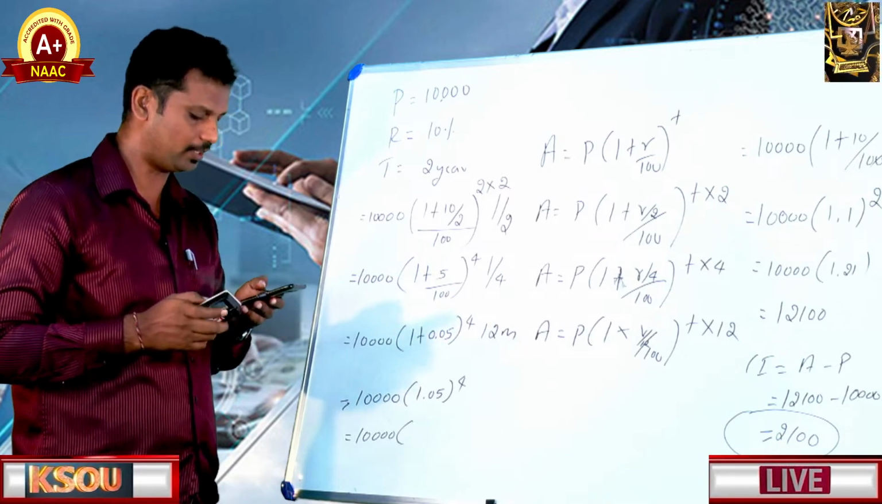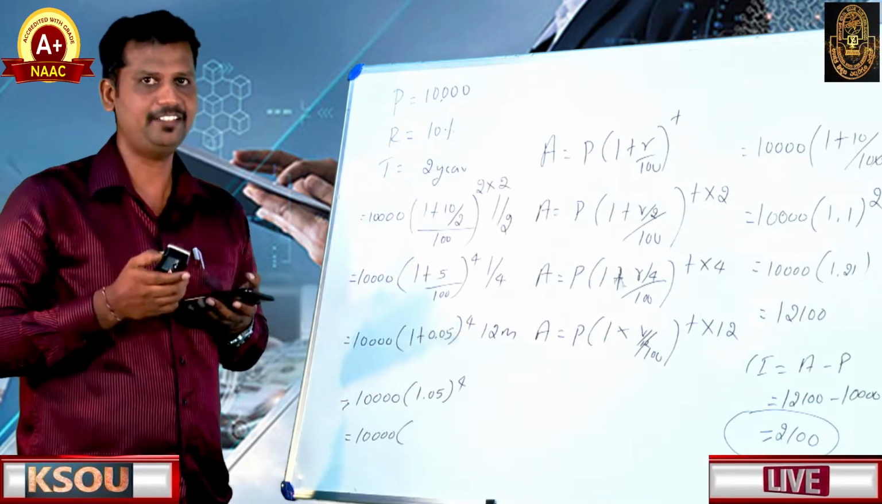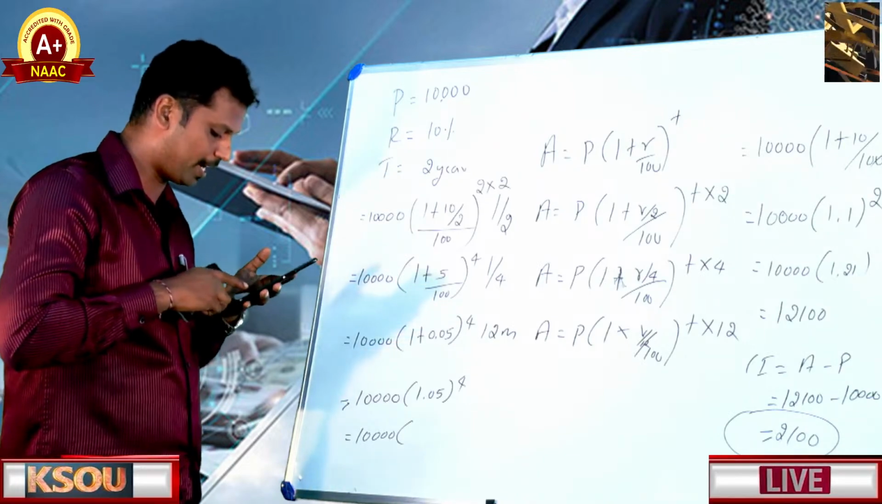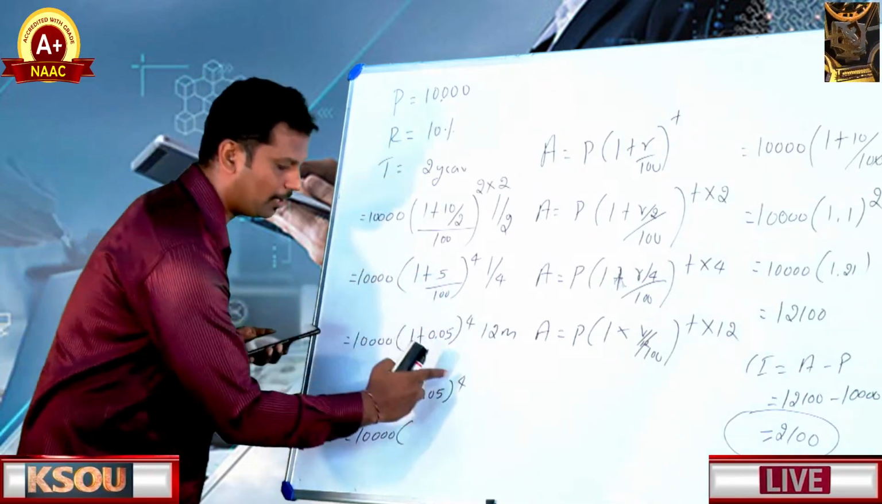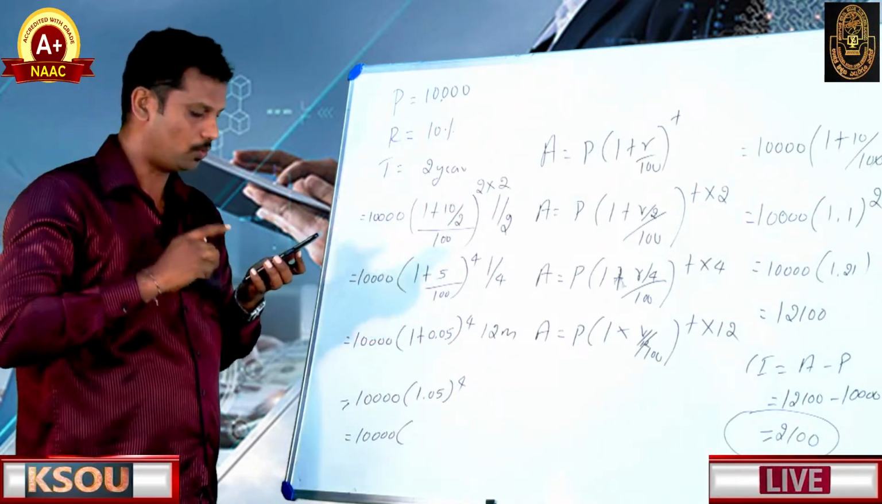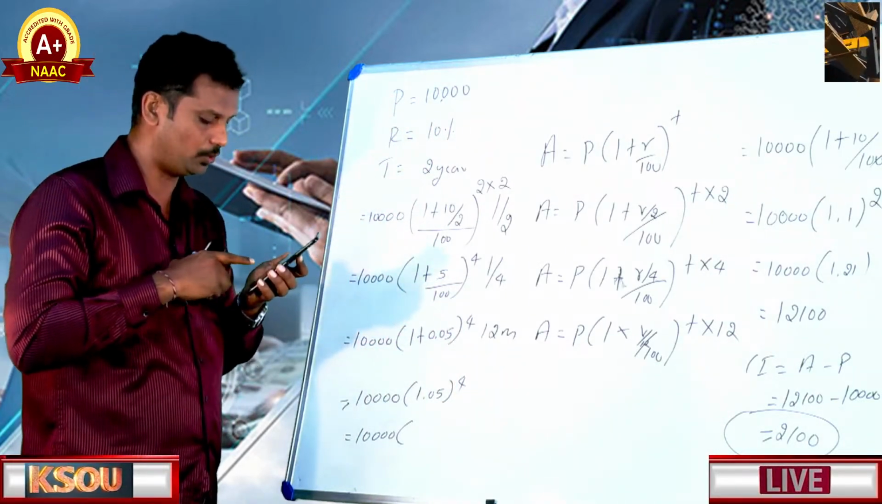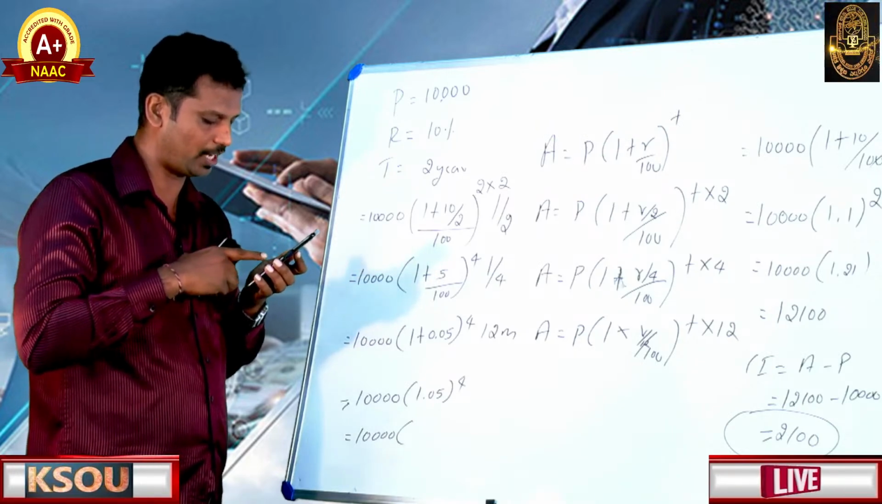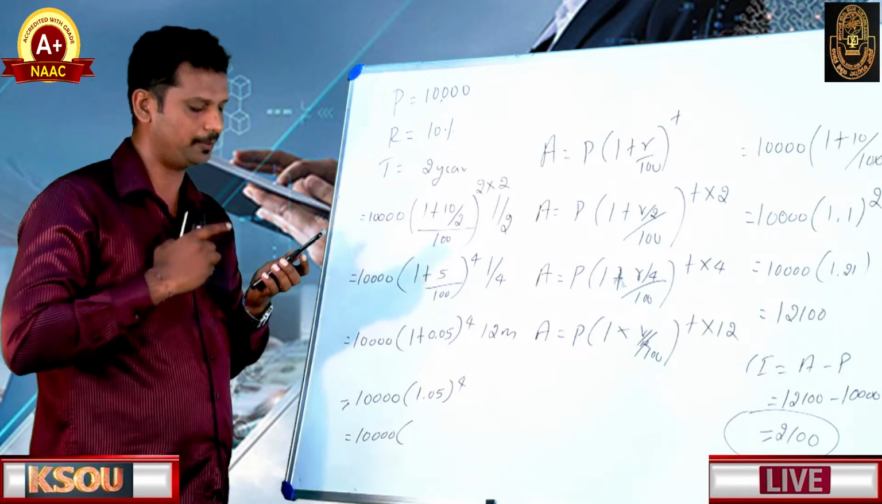You use your own calculator. The calculator is mandatory for calculation, especially for quantitative techniques. 1.05, what is the number of times? 4 times. You should multiply it by itself 4 times: 1.05 into 1.05 into 1.05 into 1.05.